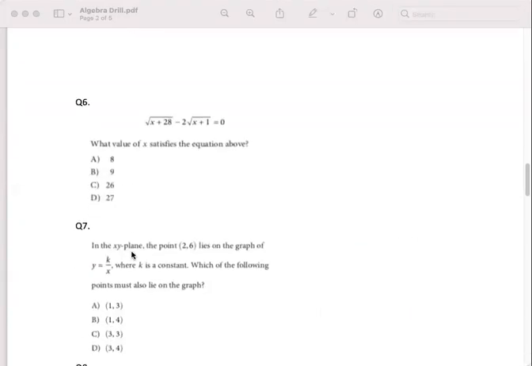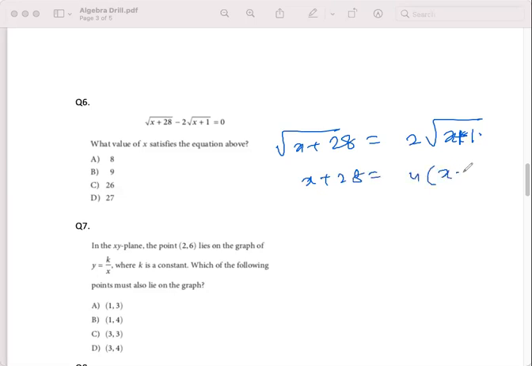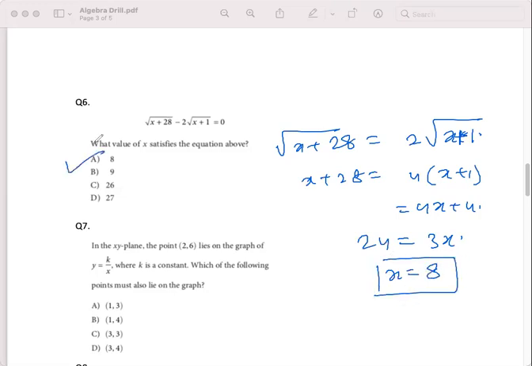Okay. What value of x satisfies the equation above? Okay, so I'll just write this as root (x plus 28) is 2 times root (x plus 1). I square both sides, so x plus 28 is 4 times (x plus 1), which is 4x plus 4. So 3x is 24, so x is 8. So 8 will satisfy this, and you can actually verify this.